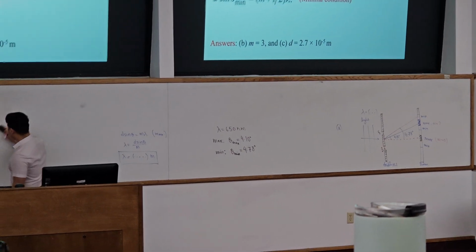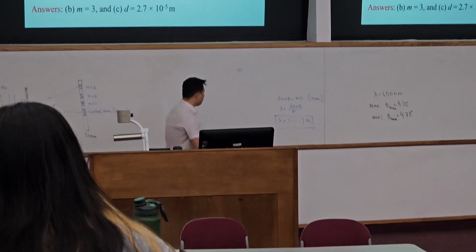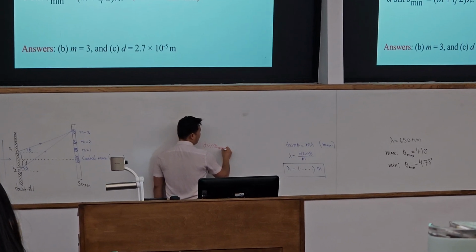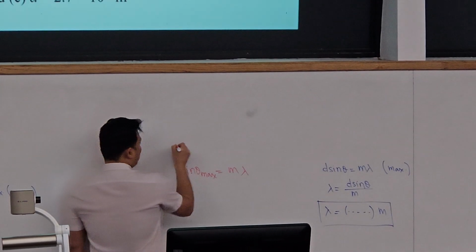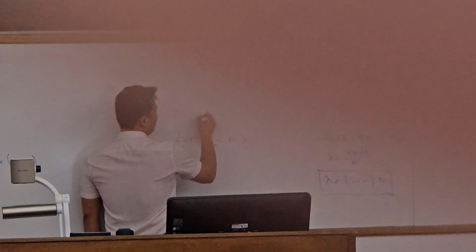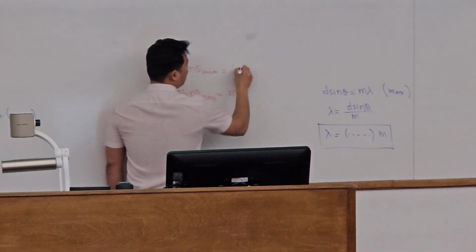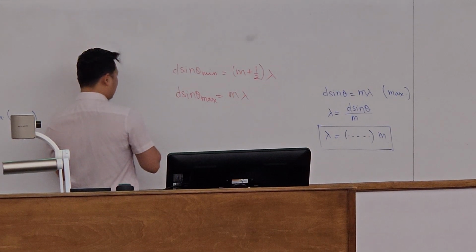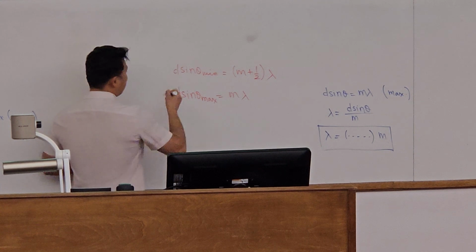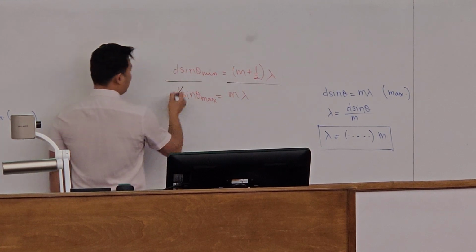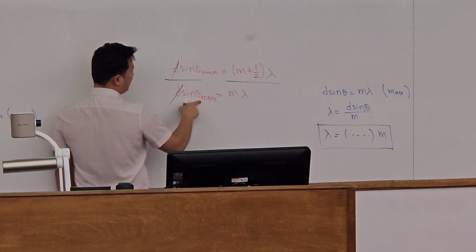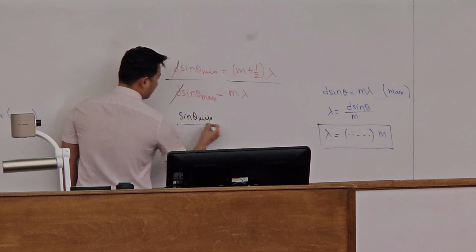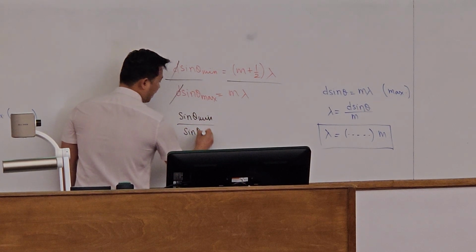Over here, you have two formulas. I'm going to give a hint. You have d sine theta maxima equal to m lambda, and you have d sine theta minima equal to n plus 1/2 lambda. You need to play with this one to find the m value. If I were you, I would just divide these like this. d cancels out. You have given the angle values: sine theta minima divided by sine theta maxima.